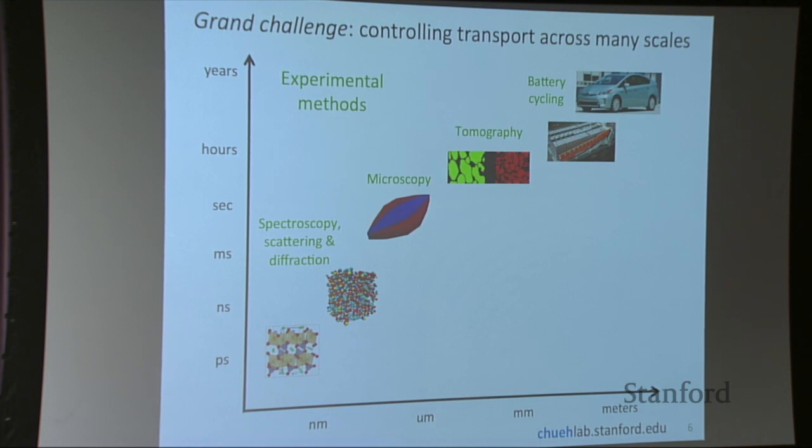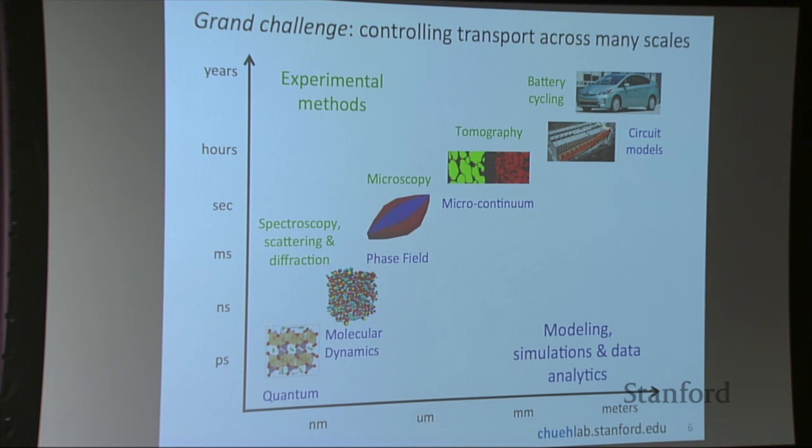Analogous to this experimental method, we also have a set of modeling, simulation, and data analytics methods to match up. For example, we have quantum mechanical calculations, molecular dynamics calculations, phase field, macro continuum simulations, circuit models, and so forth. And what we're doing is to basically merge everything between theory, experiments, and data, and then try to go across this entire diagonal of time and length scale.